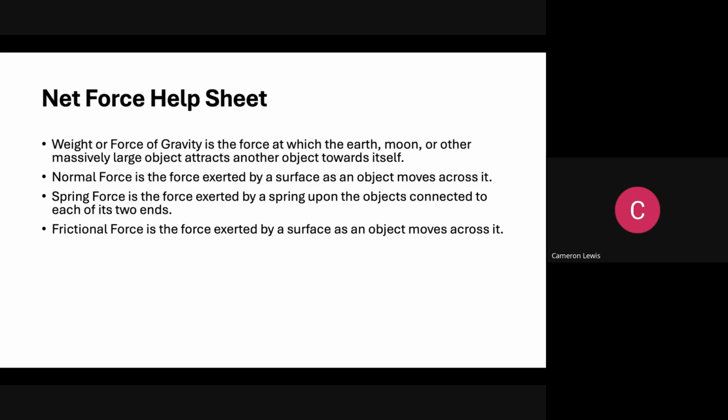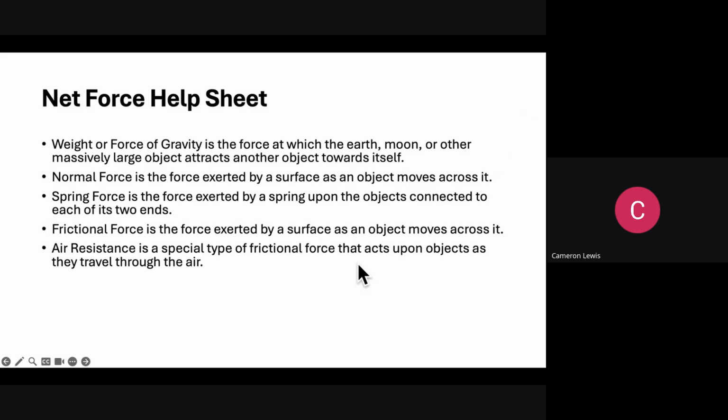Frictional force. It's the force exerted by a surface as an object moves. As I shift this ruler back and forth, you can literally hear it right here. That friction between this wood and this desk is frictional force. Air resistance. Imagine the same thing, but just in the air. You fly in a plane, the plane is going to feel the air. You're riding a bike, you will feel the air. Air resistance.